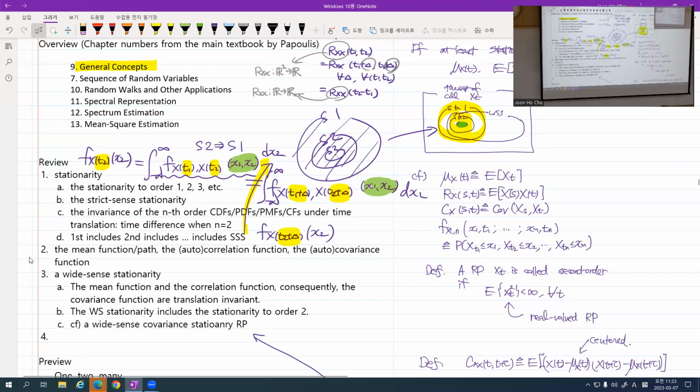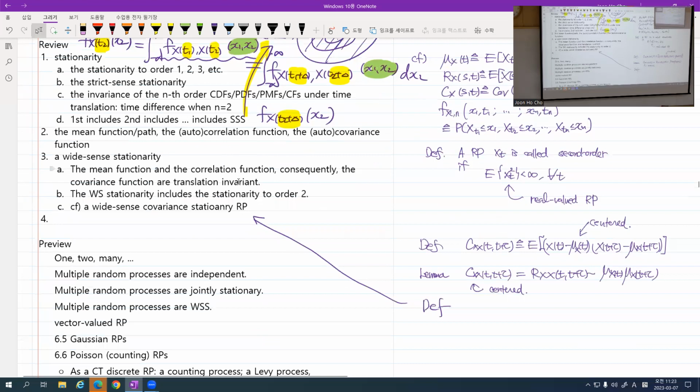And second, we consider the mean function or mean path and autocorrelation function and autocovariance function, which I didn't define. So let me define that one first because it's too simple. The autocovariance function of a random process is defined this way. Here, capital C means the covariance, and subscripts X and X mean that you take capital X of t and capital X of t plus tau, and then take the covariance of these two random variables.